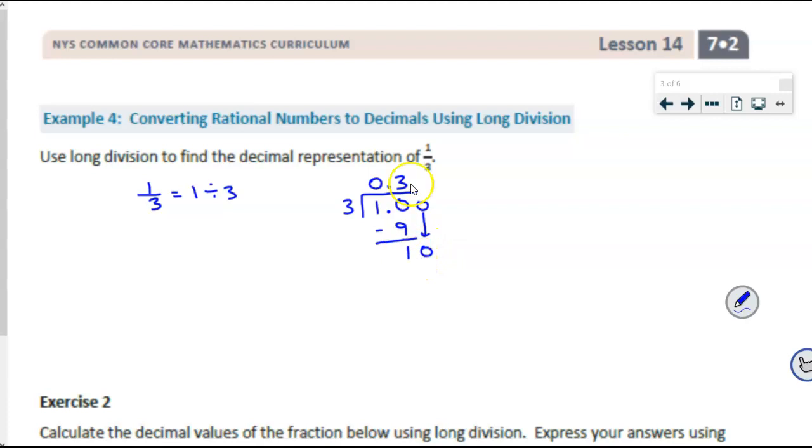Can 3 go into 10? Yeah, we already answered that question, right? It can go in 3 times. Let's just do it one more time. I was trying to get to 10, only made it to 9. I'm 1 away. So we annex that 0 again. Can 3 go into 10? The answer is still yes, and the answer is still it can go in 3 times, and we can see that this process repeats, right?